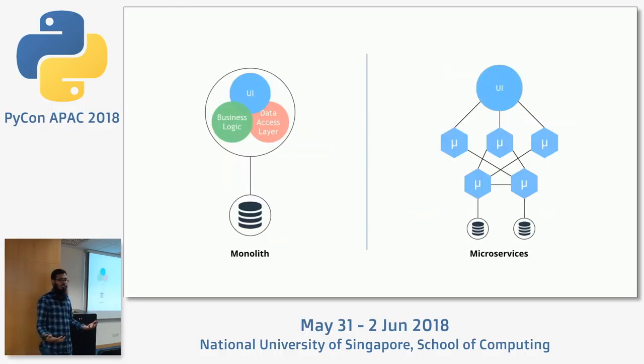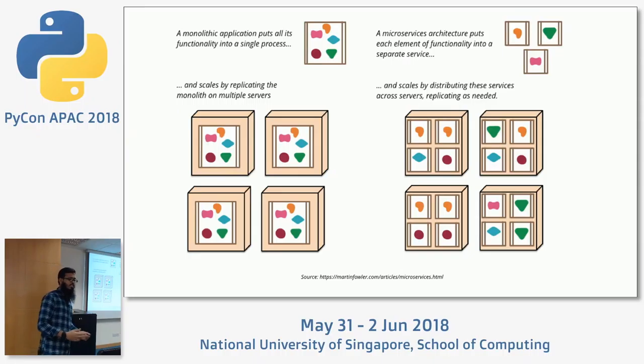Now, this is a typical diagram of what a monolith looks like. Business logic and a data access layer, all put together in one big box. We do of course have MVC architecture, but it is still used as a big blob of code. And then you will of course have a load balancer, and there will be only one database as a whole. Whereas when it comes to microservices, every functionality is its own microservice, so that will help you scale as many times as you want.